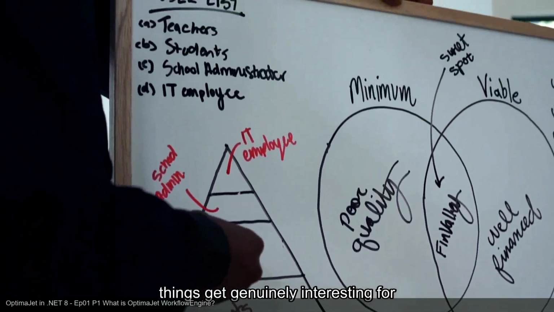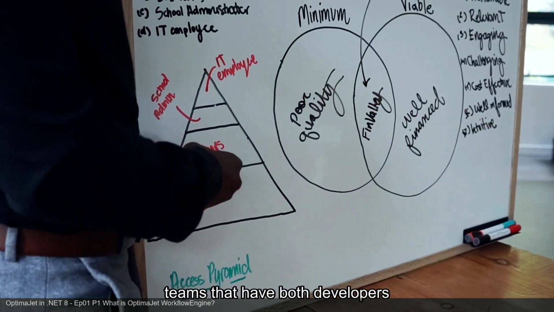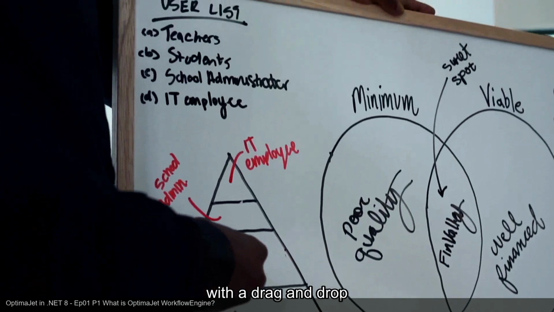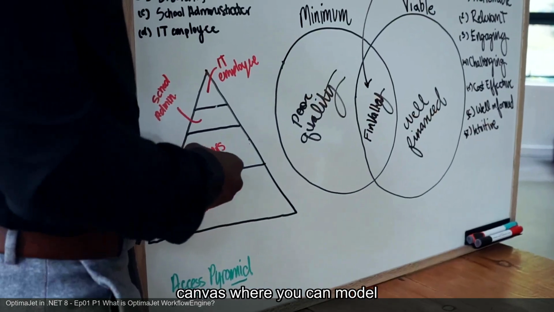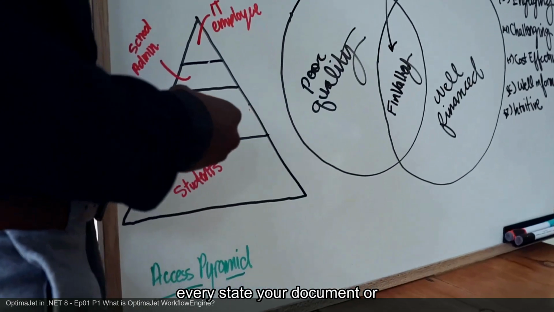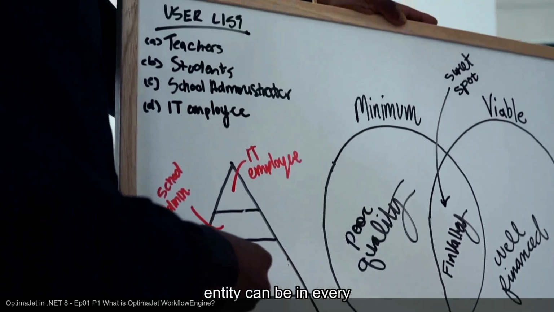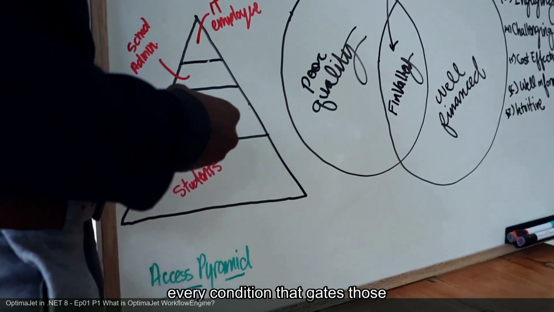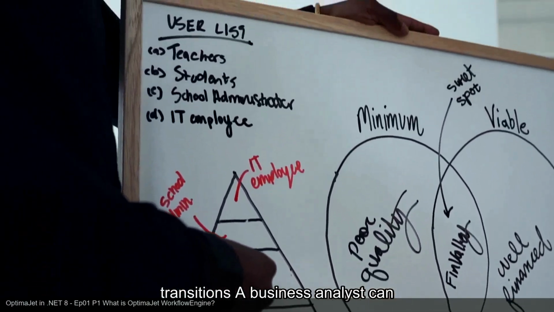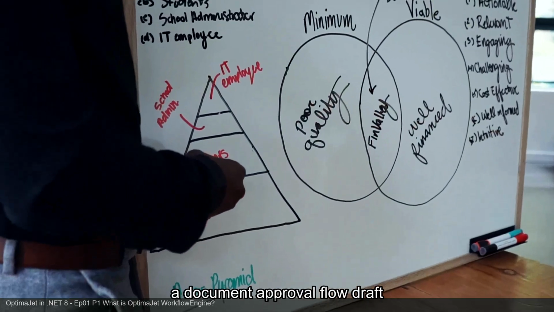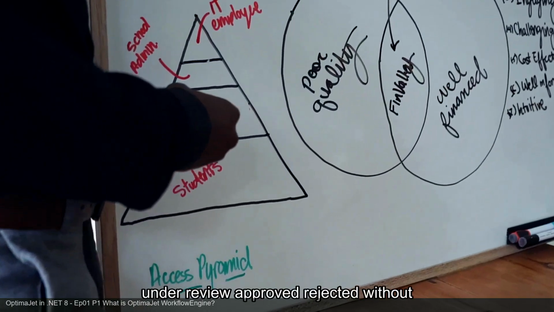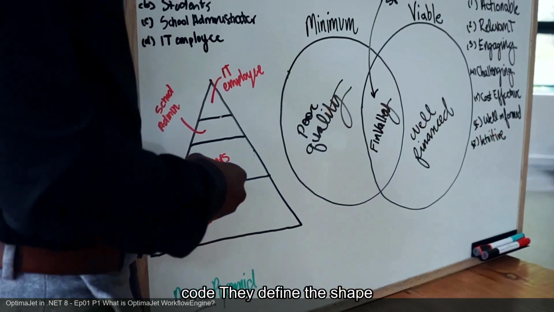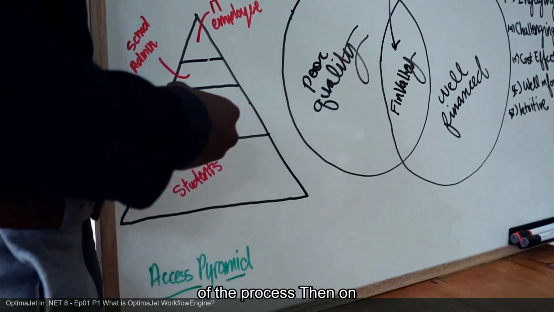Here is where things get genuinely interesting for teams that have both developers and business analysts. OptimaJet ships with a drag-and-drop visual designer, a browser-based canvas where you can model every state your document or entity can be in, every transition that moves it from one state to another, and every condition that gates those transitions. A business analyst can sit down and draw out a document approval flow, draft, under review, approved, rejected, without writing a single line of code. They define the shape of the process.